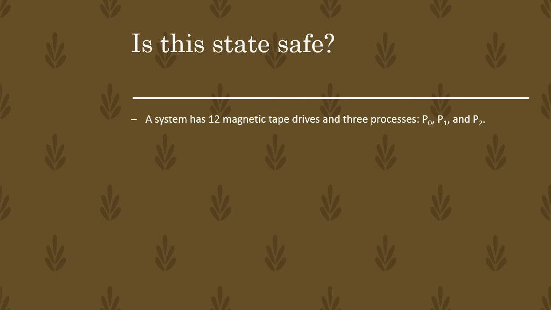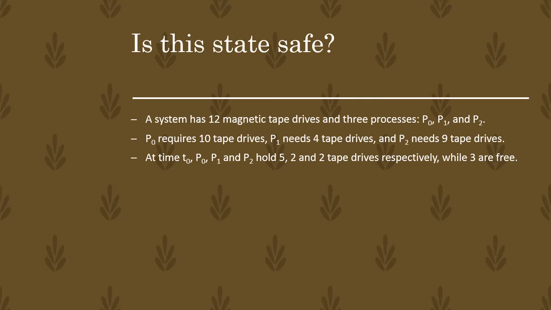A system has 12 magnetic tape drives and 3 processes P0, P1 and P2. P0 requires 10 tape drives. P1 needs 4 tape drives. P2 needs 9 tape drives. At time T0, P0, P1 and P2 hold 5, 2 and 2 tape drives respectively, while 3 are free.